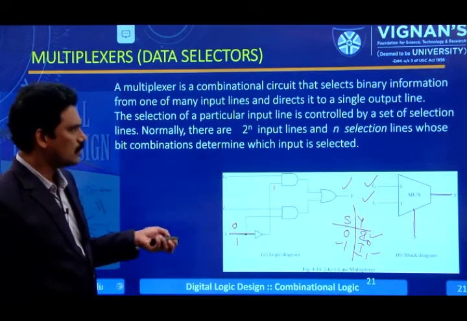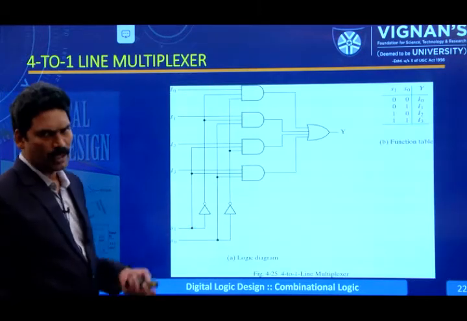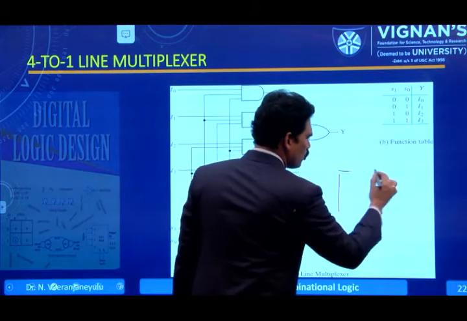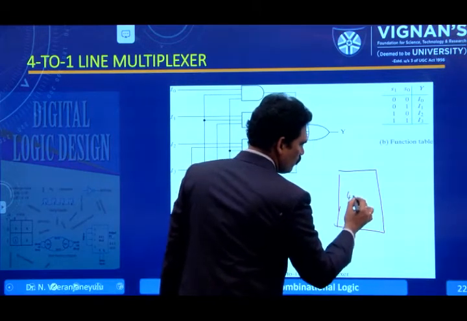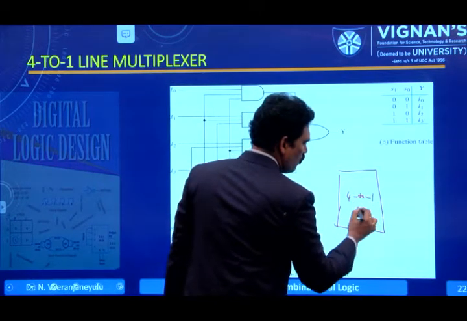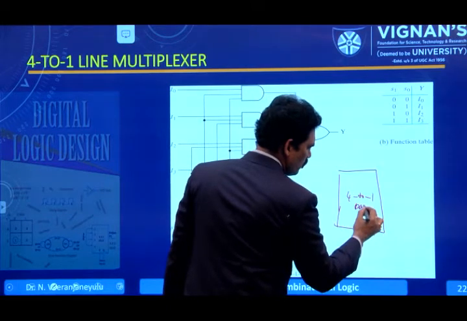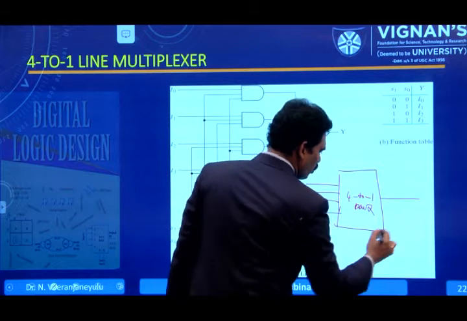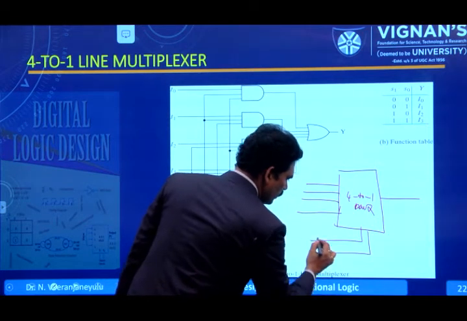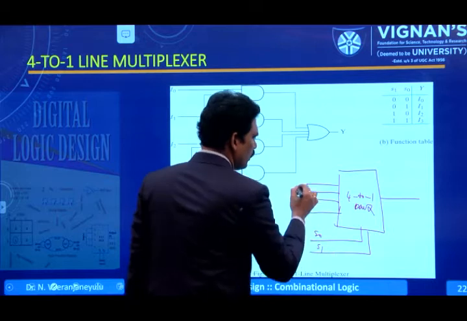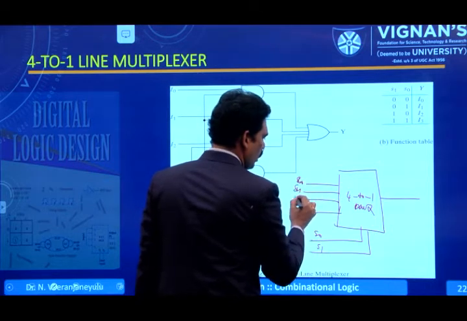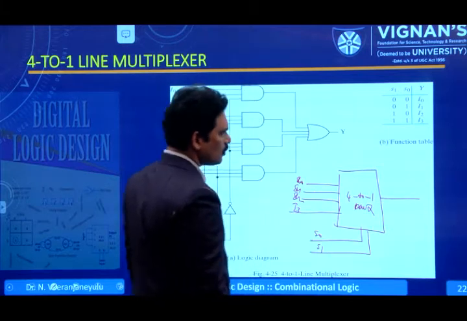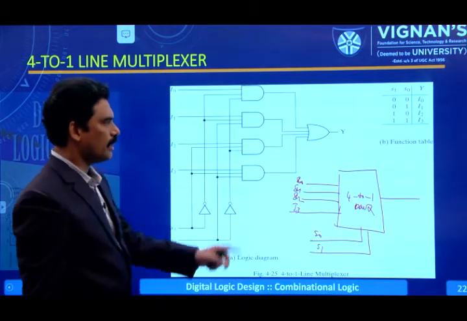The next one is the 4 to 1 line multiplexer. In this multiplexer, 4 inputs are there and only one output. How many selection lines are required? S0 and S1, 2 selection lines. The inputs are I0, I1, I2, I3, and this is the output. So, this is a 4 to 1 line multiplexer.